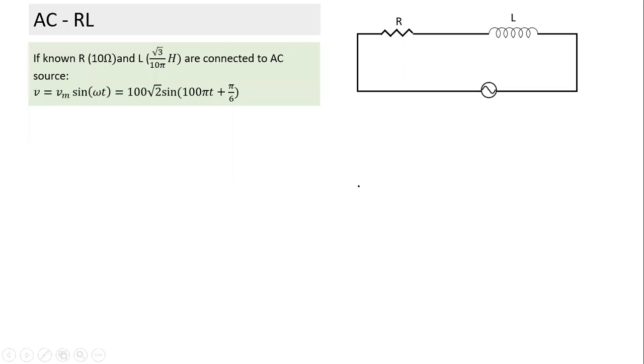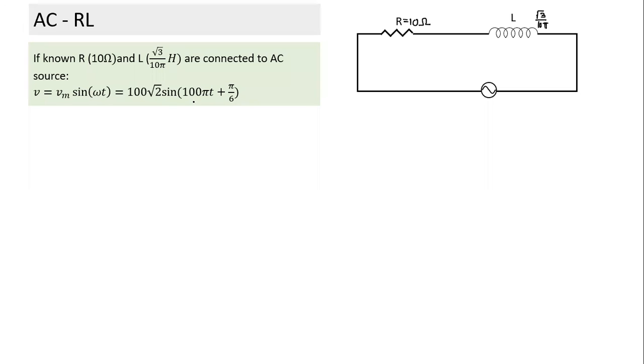Second thing, yesterday we did the RL circuit. Let's try an RL circuit in terms of an example. So this is a circuit connected. Let's see what things we have been given. In this circuit, I have connected a known resistance equal to 10 ohms. The value of the inductor also is given, which is √3 by 10 pi. And I connect an AC supply source, and this is the voltage given.